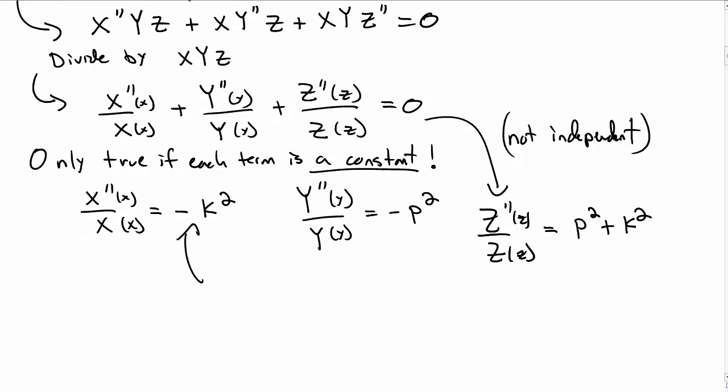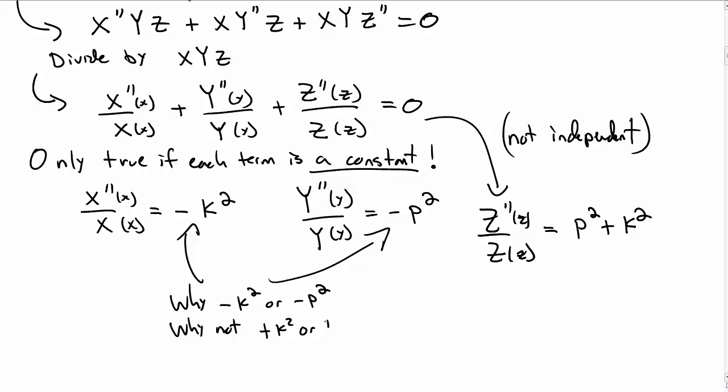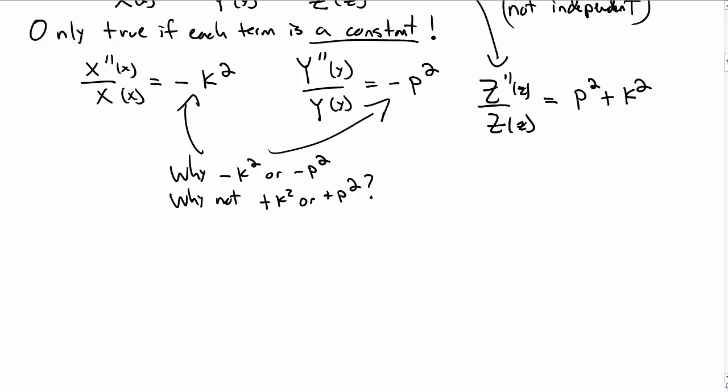So why did we choose negative k squared or negative p squared here? Why not choose plus k squared or plus p squared? Let's just take a minute to review why that would have been true and why choosing a positive constant here would have been a bad idea.